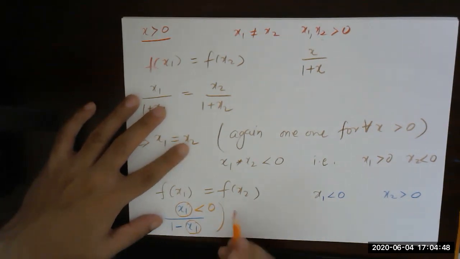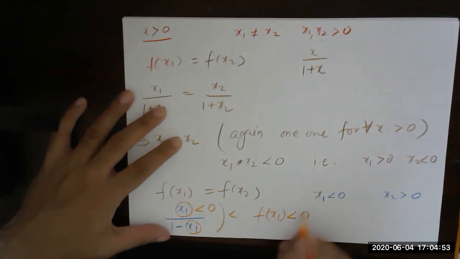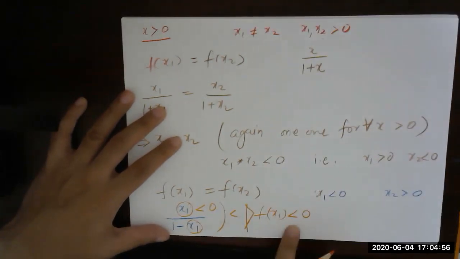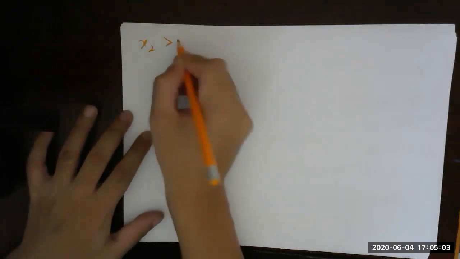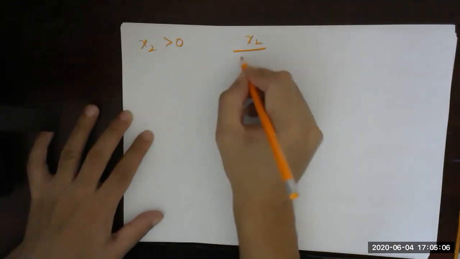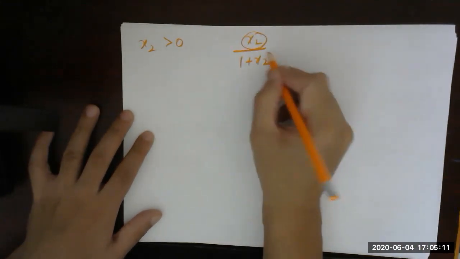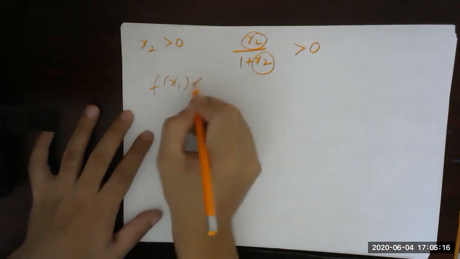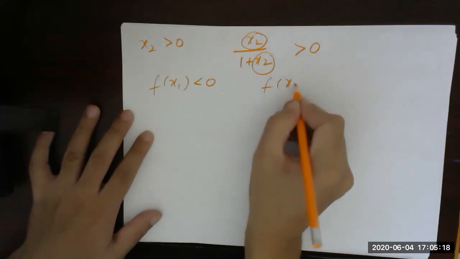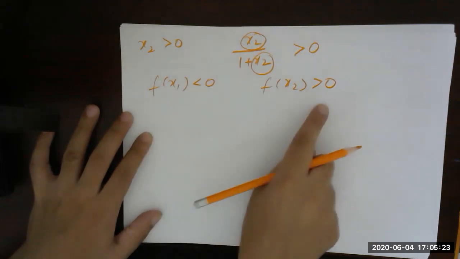So overall sign is negative. So that means f of x1 is less than 0, right? Now for x2 greater than 0, we will have x2 upon 1 plus x2. Now this part is positive, this part is positive, so overall it is greater than 0. So f of x1 is less than 0 and f of x2 is greater than 0. So they cannot be equal, because one is negative, other one is positive.